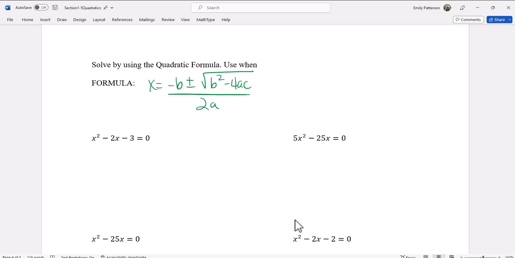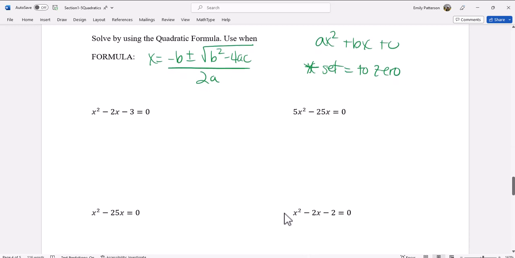And this is the thing to keep in mind, that everything is in the form ax squared plus bx plus c. So before we evaluate anything, it also has to be set equal to 0. So these first 4 problems we see here are set up perfectly. So what I want you to do is take a minute and figure out what is A, B, and C in this. I'll show you in the first one.